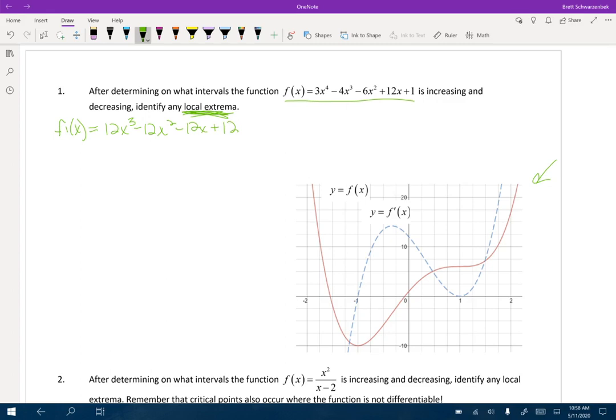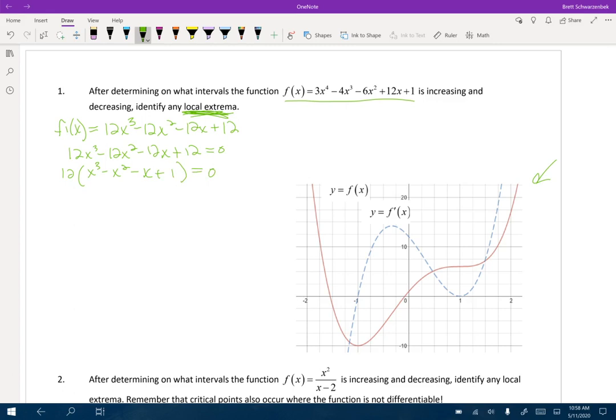Then, of course, we're going to set this equal to 0. Note that we do have a GCF of 12, so we can take that out, and we get this as the equation that we need to solve.